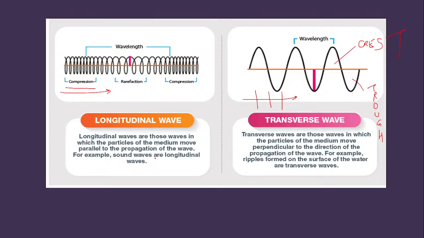So sound waves are longitudinal waves, which are parallel to the propagation of the wave, whereas transverse waves are perpendicular to the direction of propagation of waves. The difference is important, so you should know. For example, ripples formed on the surface of the water are transverse waves. As I said, when you throw a stone, it creates ripples, so that is an example of transverse waves. And longitudinal waves are, for example, sound waves. We have already discussed this.